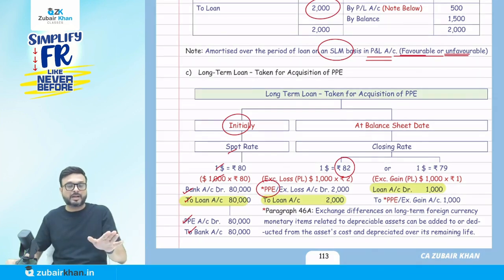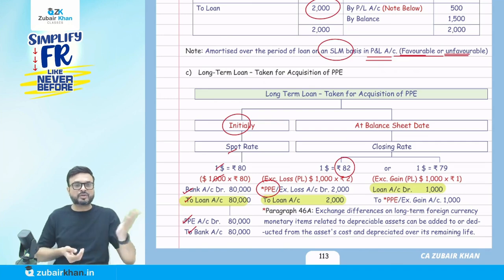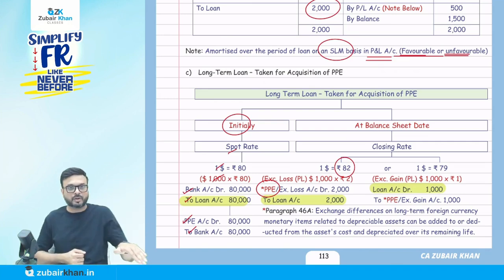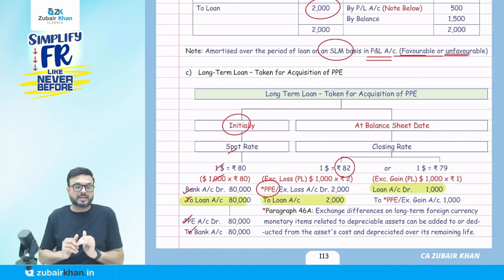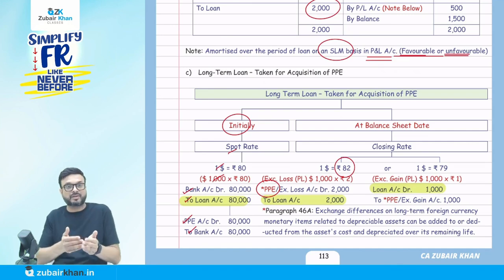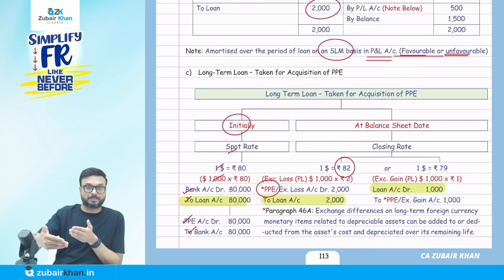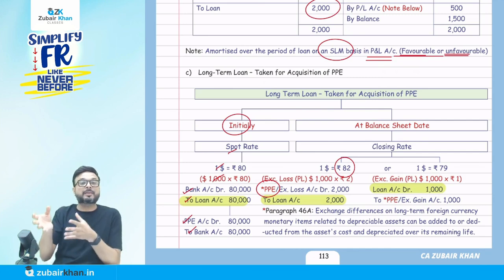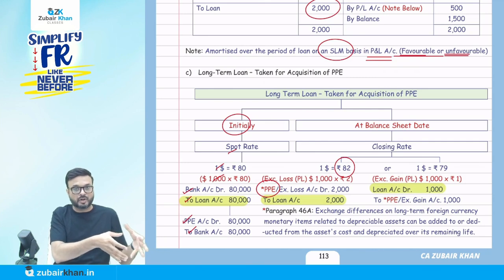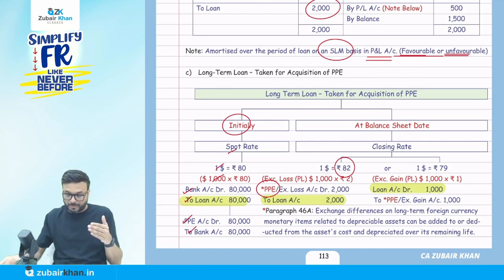Again, the same argument I have. I will say it's an exchange loss. Why should I take it to the P&L account so that my profit will go down? So AS11 gives us the option that instead of taking directly to the P&L account, we can add it to the cost of the PP. And then it will come in the form of depreciation to the P&L account. You got the point? Otherwise, this exchange loss we are going to debit to the P&L account.